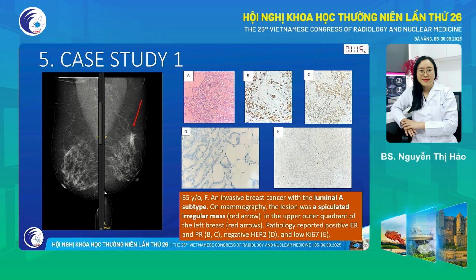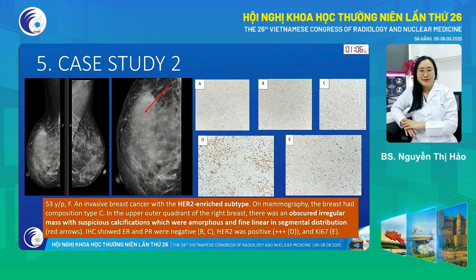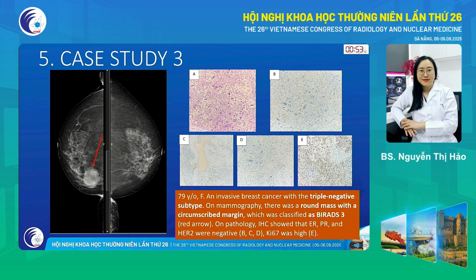About the case study, the first case is a woman with a luminal A subtype who has a spiculated irregular mass in the mammography. The second one is a woman with a HER2-enriched subtype, but the mammography shows an obscured irregular mass with suspicious calcification, which was amorphous and fine linear in segmental distribution. And the last case is a triple negative breast cancer, where the patient has a round mass with a circumscribed margin, which was classified as BI-RADS 3 at first.